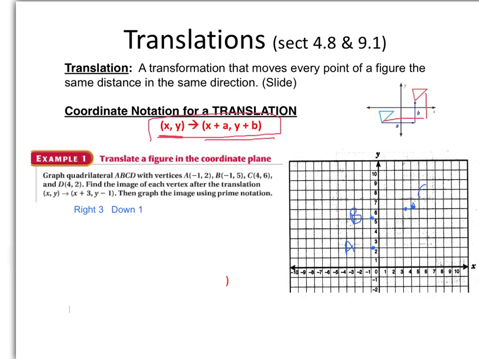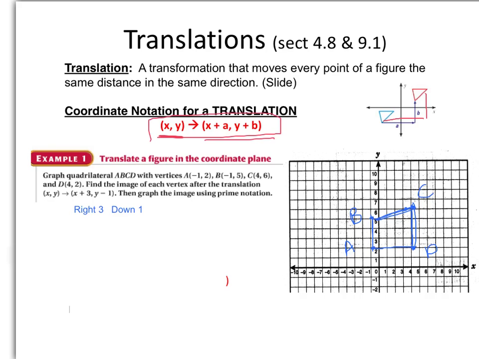Right, 4 and up 6, that's my C value. And then to the right 4 and up 2 would be my D value. And I'm just going to connect the dots to make it look like it is a quadrilateral. So there's my figure. Now what the translation says is take the x and go plus 3.